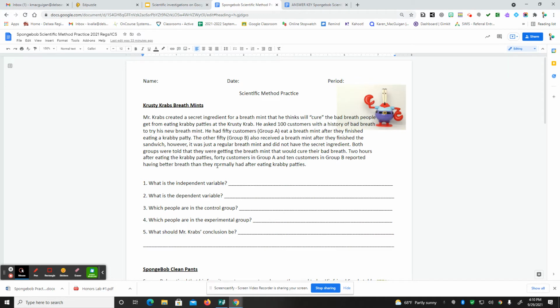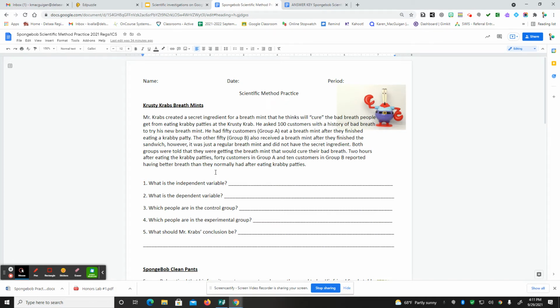Mr. Krabs created a secret ingredient for a breath mint that he thinks will cure the bad breath people get from eating Krabby Patties at the Krusty Krab. He asked 100 customers with a history of bad breath to try his new breath mint. He had 50 customers in Group A eat the breath mint after they finished eating the Krabby Patty. The other 50, Group B, also received a breath mint after they finished the sandwich. However, it was just a regular breath mint and did not have the secret ingredient. Both groups were told that they were getting the breath mint that would cure bad breath.